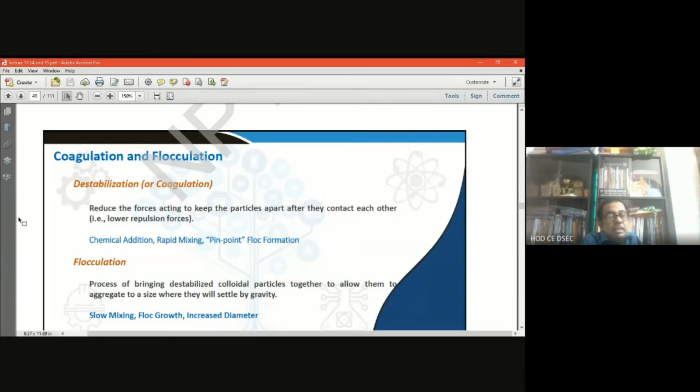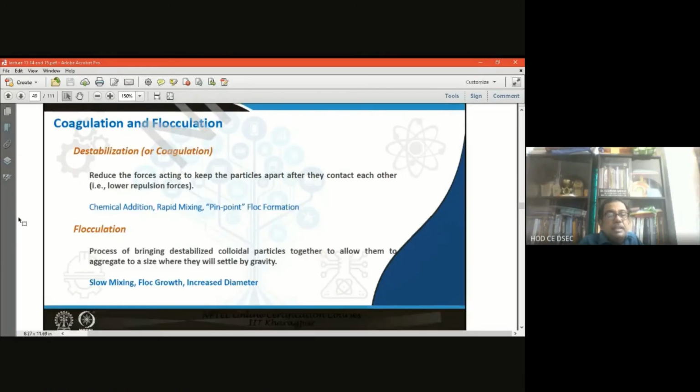Now, flocculation. What is flocculation? Coagulation and flocculation are the two operations. One is physical, another is chemical. So the combination of the two is a physicochemical process. Flocculation is a process of bringing destabilized colloidal particles together to allow them to aggregate to a size where they will settle by gravity.